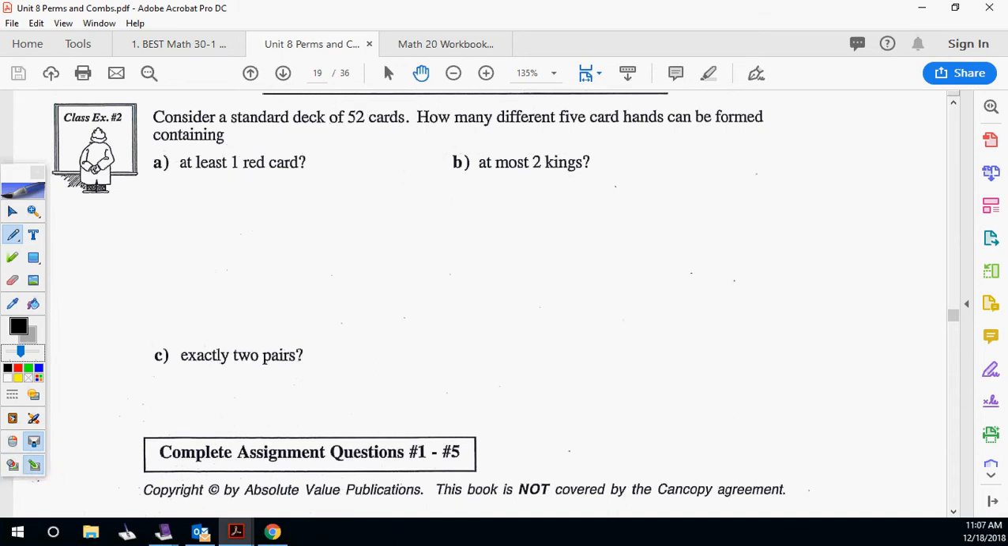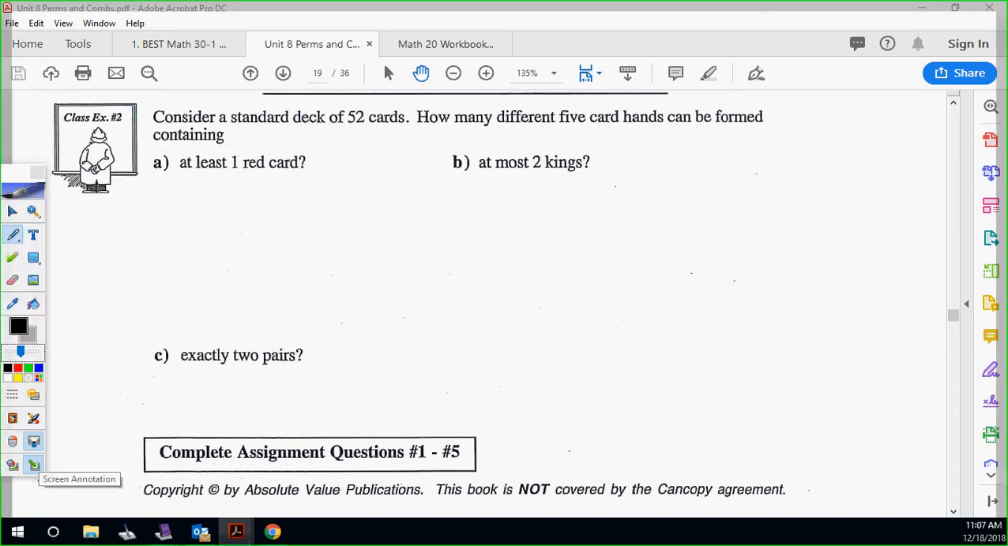Okay, so example 2 says consider the standard deck of 52 cards. So we're going back to the cards. How many different 5-card hands can be formed containing at least one red card? So at least one red card. This is one where if we do at least one, we don't want to do 26 choose 5, or sorry, we don't want to do this. We don't want to go all the way down, 26, 25, 24, that'd be ridiculous, right? So this is where you want to use what I just talked about. Do the stuff you don't want.